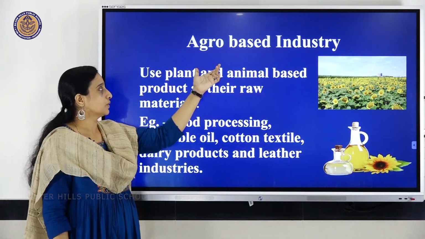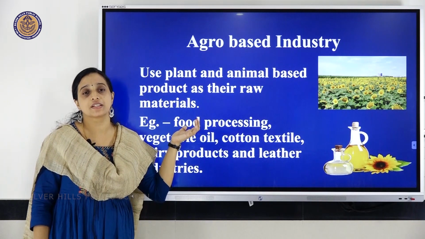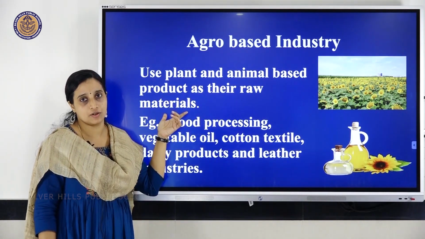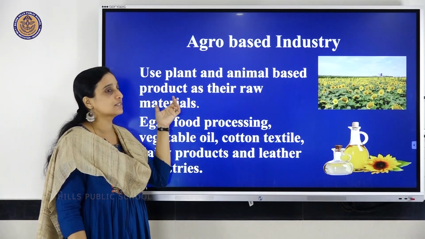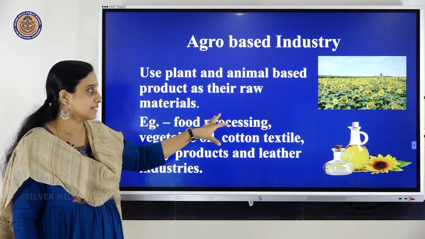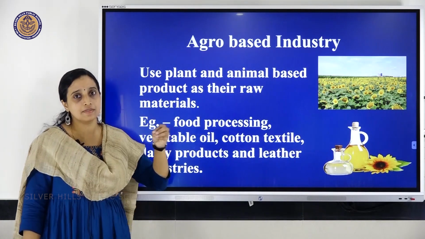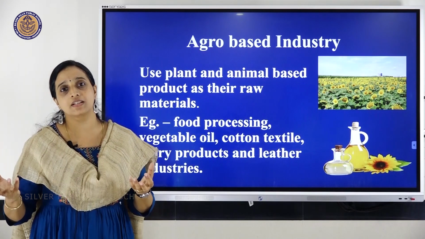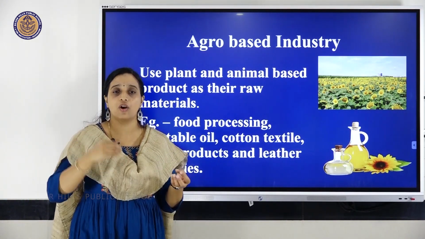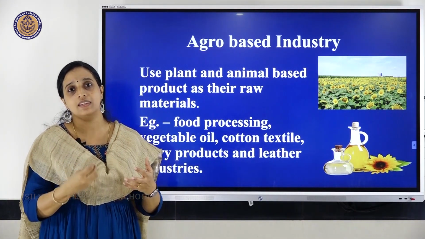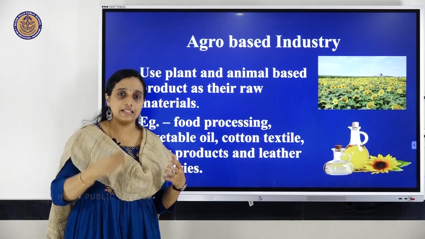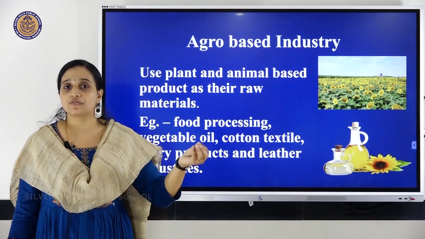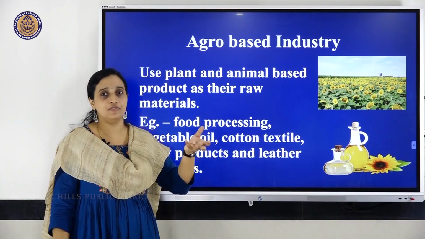Agro-based industry. Here the raw materials used in these industries are either from plants or animal products. For example, if we are growing wheat, the wheat crop will be the input or the raw material, and through processing in the industry, the cleaning, drying and grinding, the output that we get is wheat flour, the powdered wheat flour.